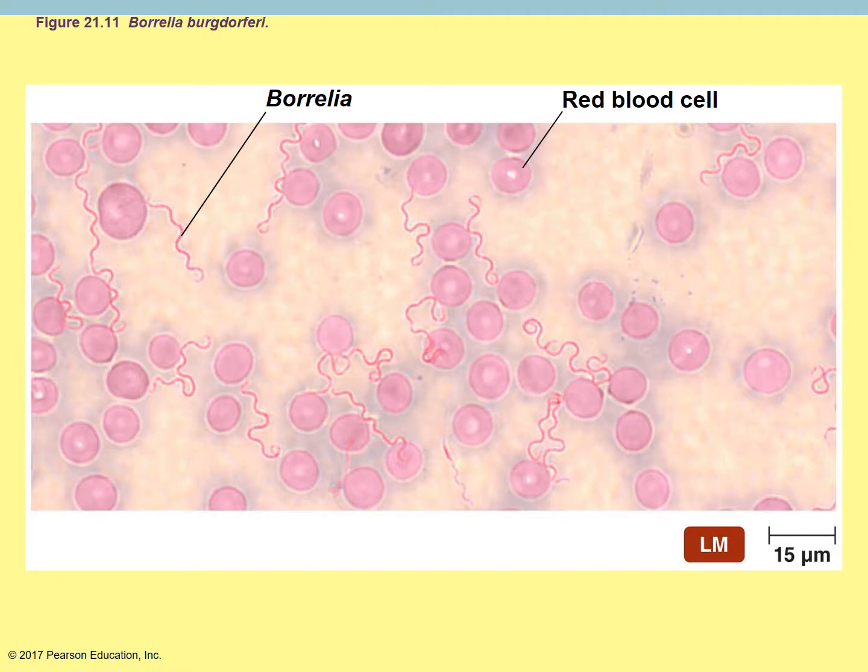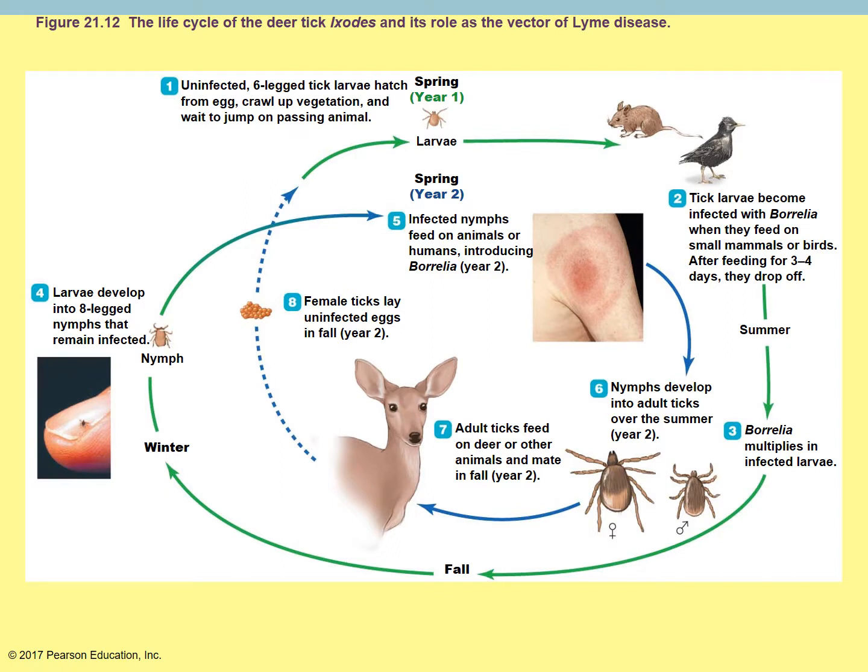Once again, these are also spirochetes, so this slide shows the red blood cells, and you can see the spirochete in there amongst the red blood cells. This is just showing the life cycle of the tick and how it does play that role as a vector. The tick initially can infect birds and small mammals, and then the bacteria is multiplying in the larvae, and then the nymphs eventually.